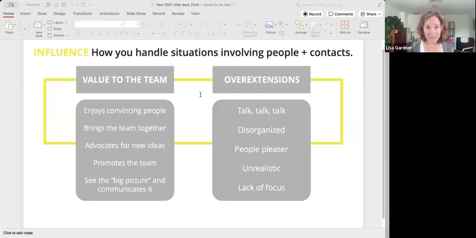In their overextensions, they will often talk, talk, talk. They can often be disorganized in paperwork and people pleasers. One problem about the high I's is that they can be unrealistic about deadlines and how long something will take, and possibly lack focus in their work life.